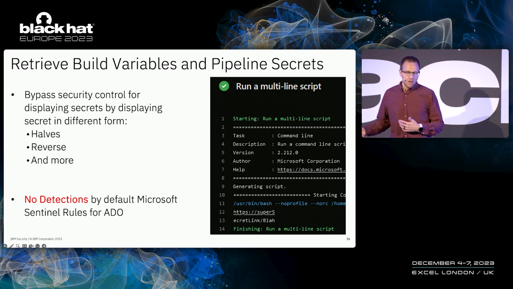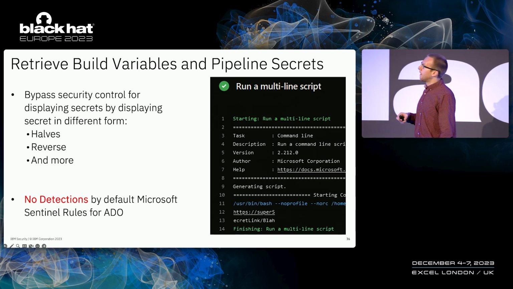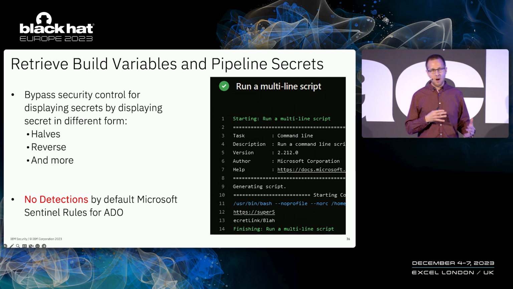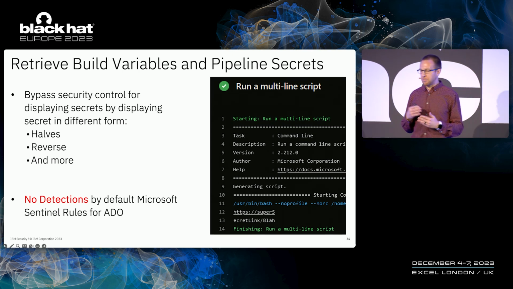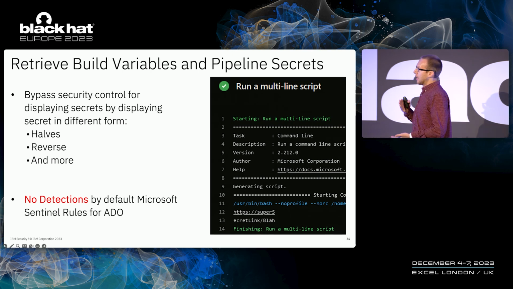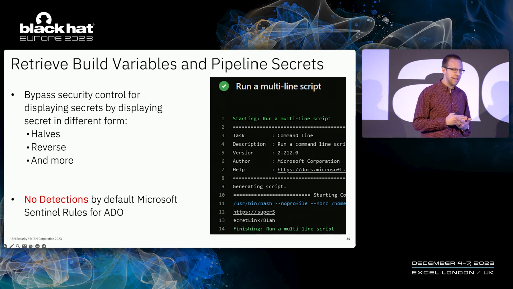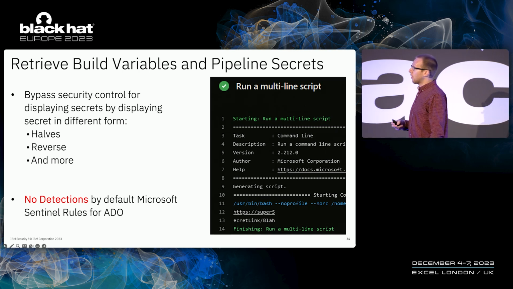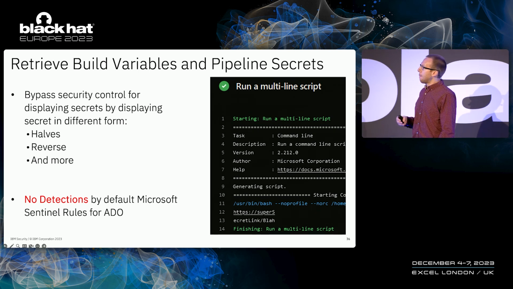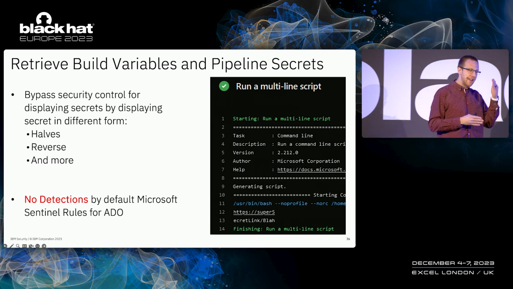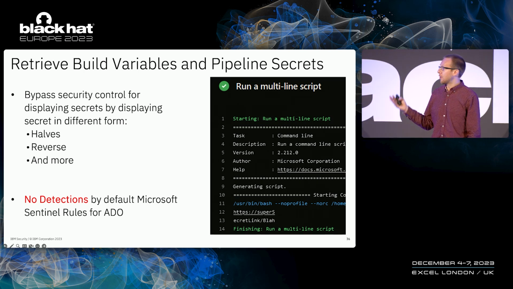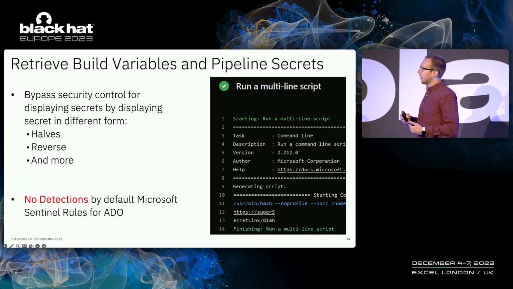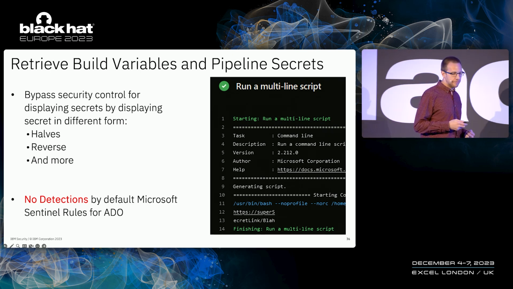However, you can bypass the security control. And to do that, what you would do is display the secret in some other form. So for example, splitting the secret in half, in reverse, or any other string manipulation technique. What you can see in the screenshot there is that previously that secret URL that I couldn't print in the job output, I printed out in its first half and second half to actually get the value out. So this just shows how you can get around that security control for trying to protect secrets.